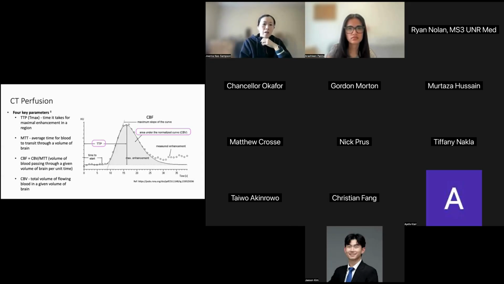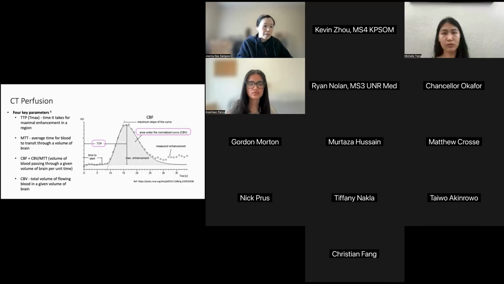There are a lot of concepts to understand in a CT perfusion or any perfusion scan, but the four main parameters to understand are time to peak, otherwise called Tmax, mean transit time, cerebral blood flow, and cerebral blood volume. I think the best way to understand this is to use plumbing as an analogy to understand some of these concepts.